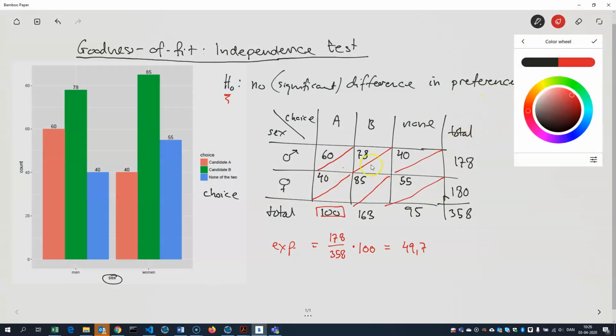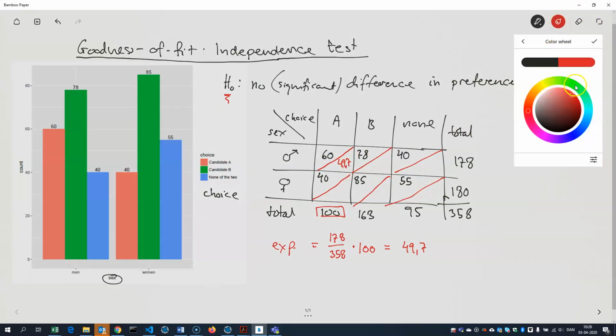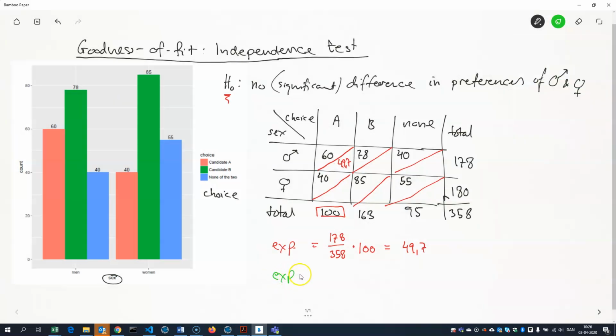Switching into another color for the next one. The expected number here is the number of women out of the total number of observations, multiplied by how many voted for candidate A. And what we get here is, not surprisingly, 50.3. So that's the number we expect in this category here.